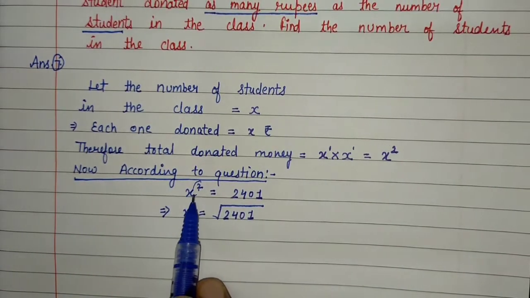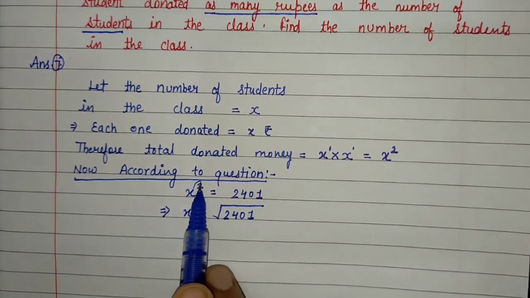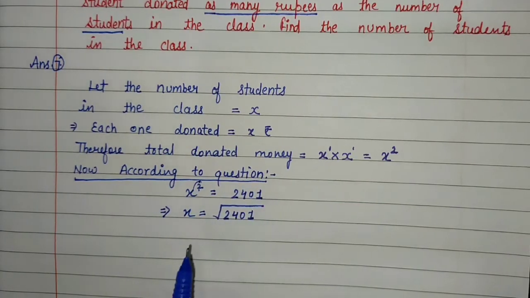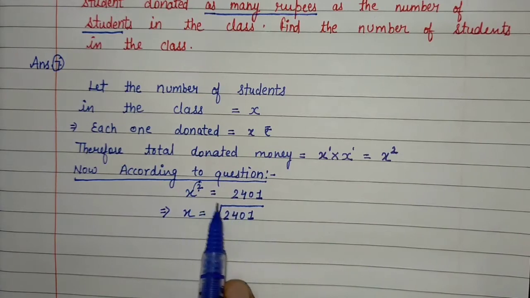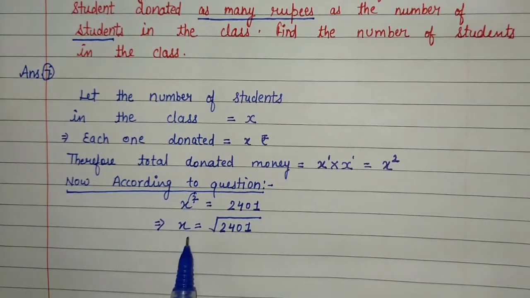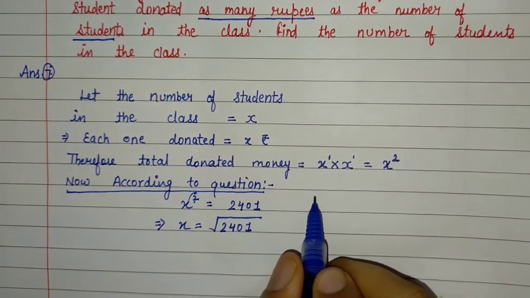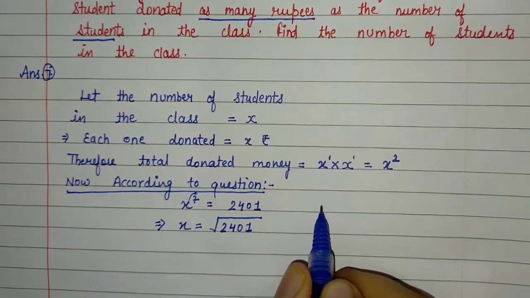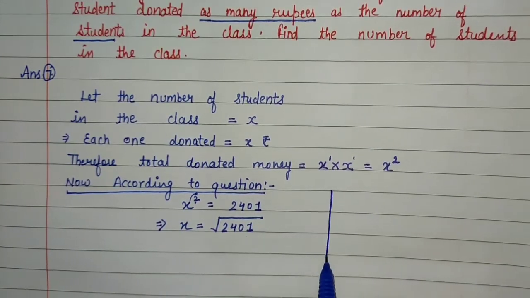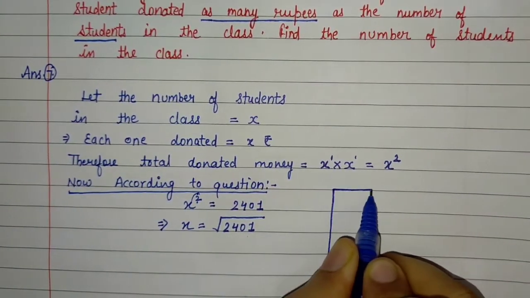I hope this point is clear. Whenever the square is here and you transpose the square to the other side, it becomes a square root, because square and square root are reverse operations. Now it means we have to find the square root of this number. We already know how to find the square root by using prime factorization. So I am doing the prime factorization of this number here.